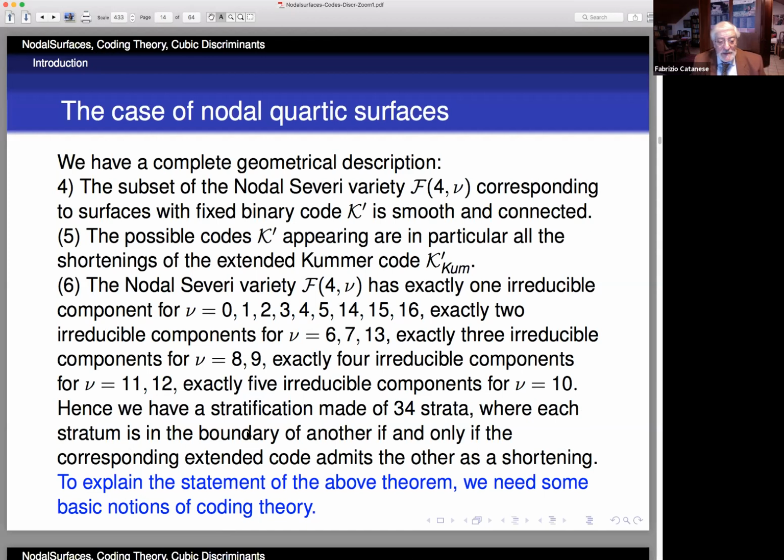So we have a stratification made of 34 strata, where each stratum is in the boundary of another if and only if the corresponding extended code admits the other as a shortening. Of course, I've been speaking about shortenings and codes, so to explain the statement of the theorem, I need some basic notions of coding theory.